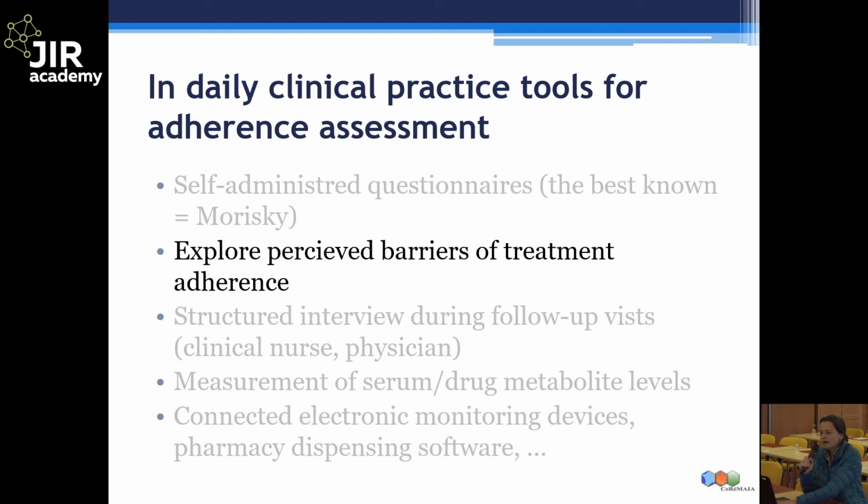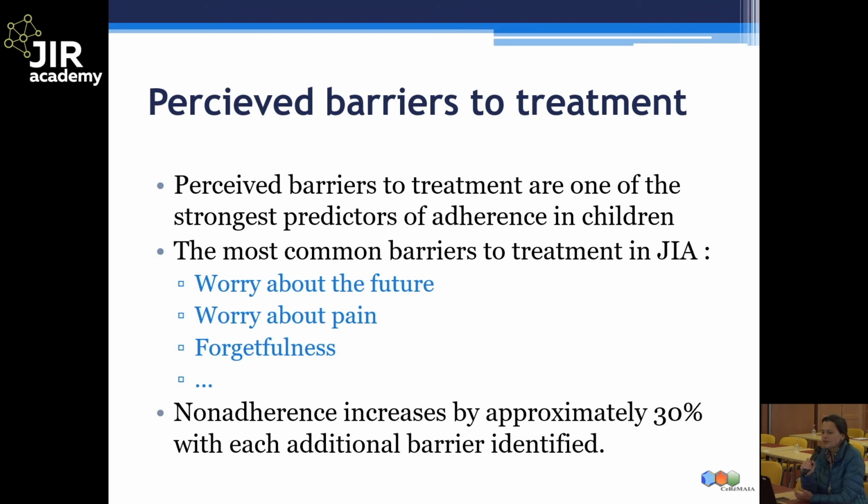So in daily clinical practice, what we can do during the outpatient visit is to explore with the patients and the parents the perceived barriers to treatment. You ask them, in your opinion, what will be difficult for you in your daily life in thinking about your treatment every day? The most common barriers, for instance in JIA, are the worry about the future, the worry about pain, and forgetfulness.